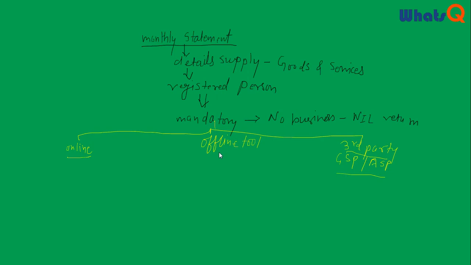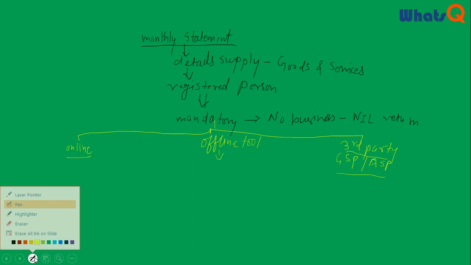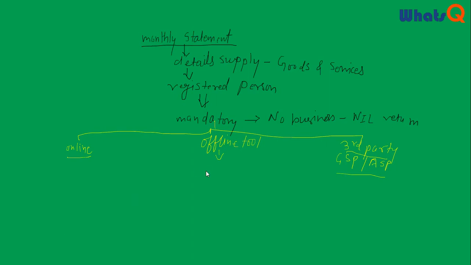The offline tool has already been released by the GSTN portal, and as per that portal, we'll look at what details are required. The first detail it asks for is invoice level details, meaning every invoice that you must have heard about under GST needs to be reported. Invoice level details need to be given about all supplies made to a registered person.